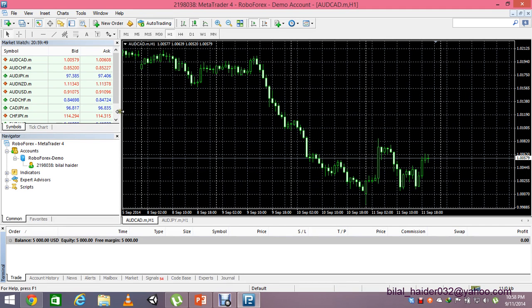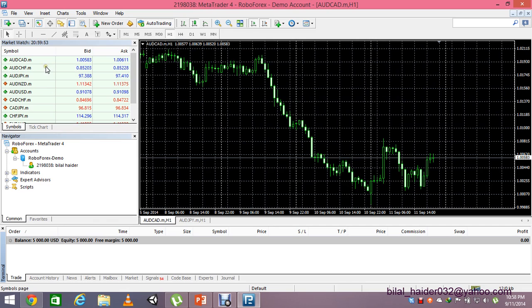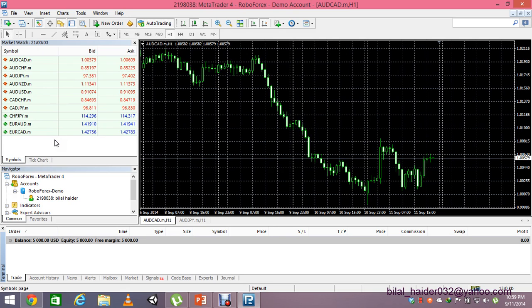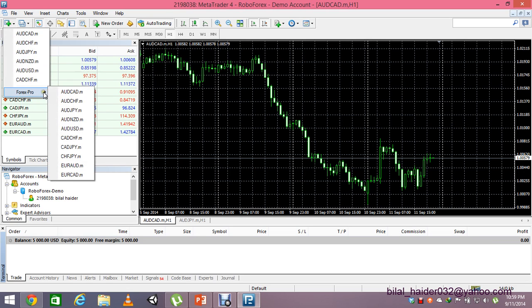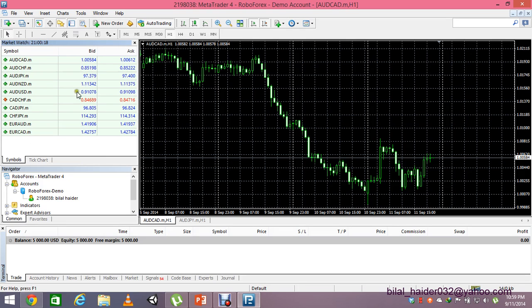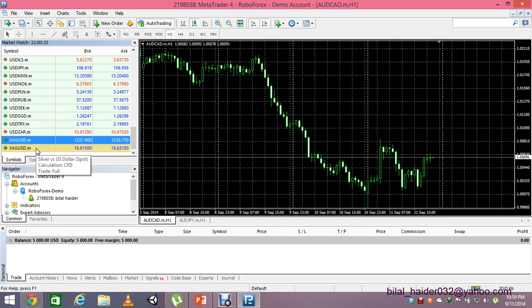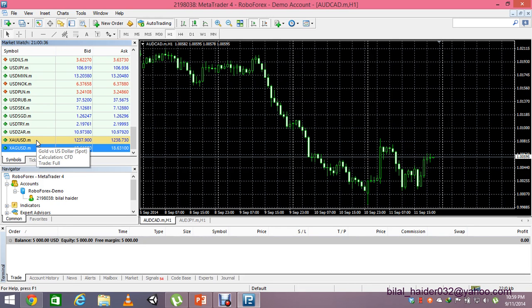Here you can see there are lots of currencies which we can choose from. We can choose any currency which this broker is offering us to trade on a demo account. Let me see if I have any other currency here. No, we have more than that actually, lots of them. We even have gold, and we also have silver that we can trade.